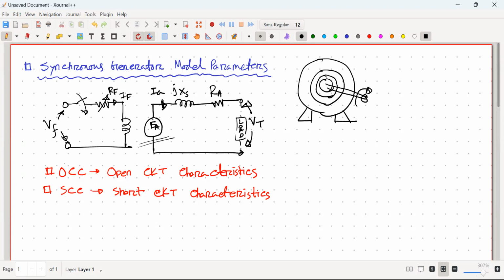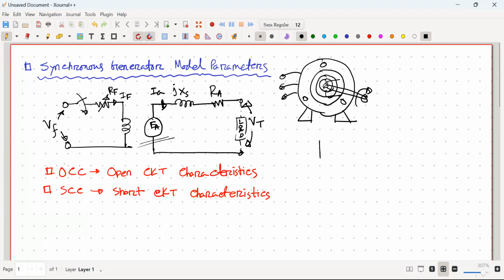The main thing is that if you can rotate the shaft and give a DC supply here, there will be a magnetic field, and that magnetic field will cut the windings here. Eventually, it will produce induced EMF, and finally it will act as a generator. This is the simple way of stating the operating principle. Now, if you do not give any DC supply here, that means this IF value is 0.